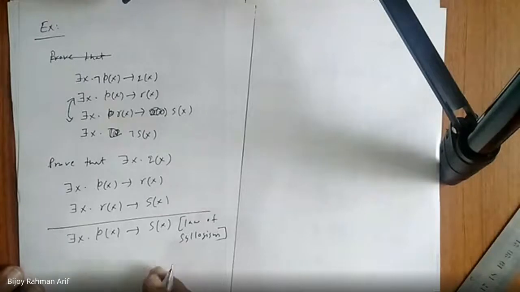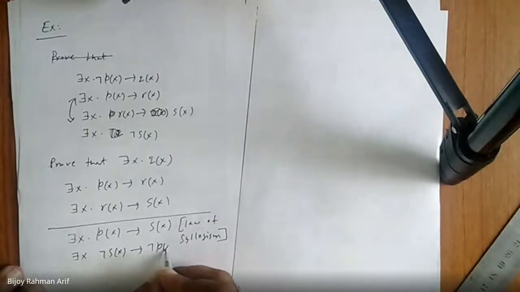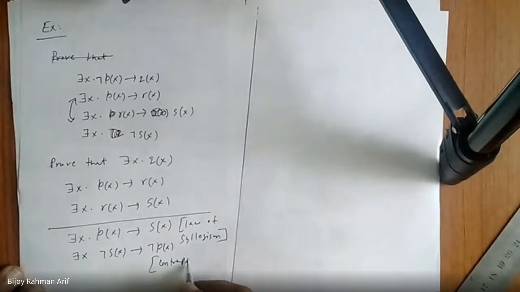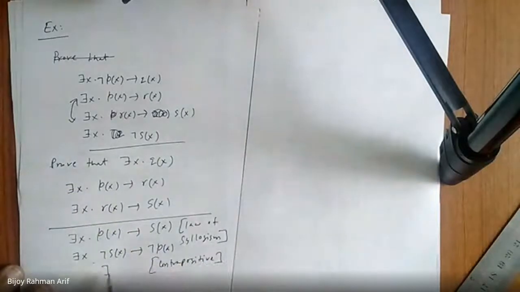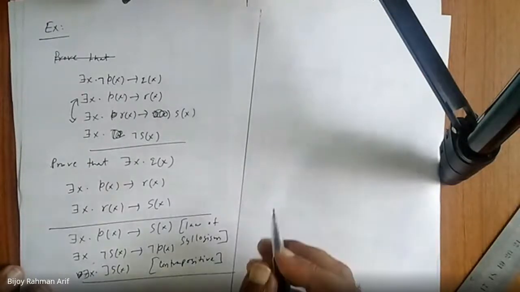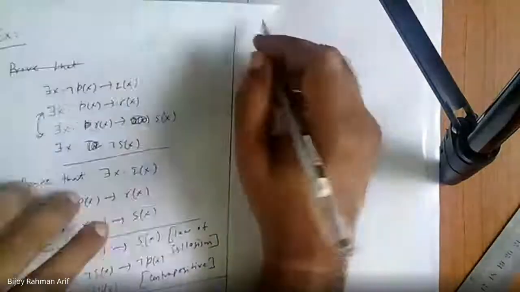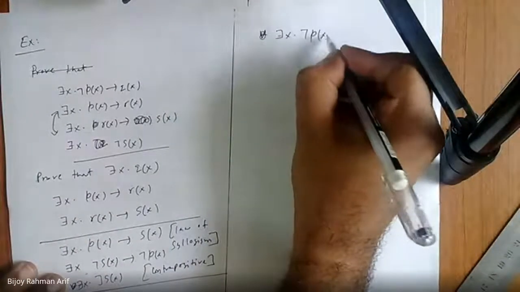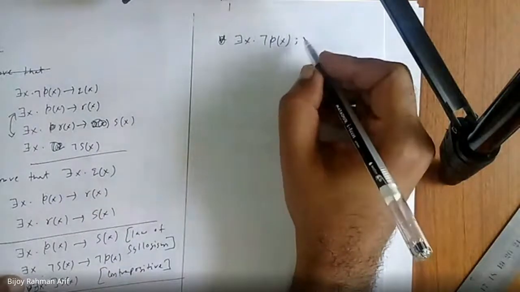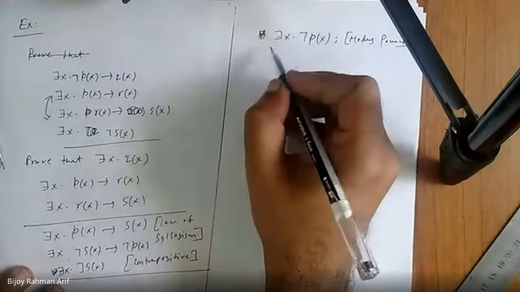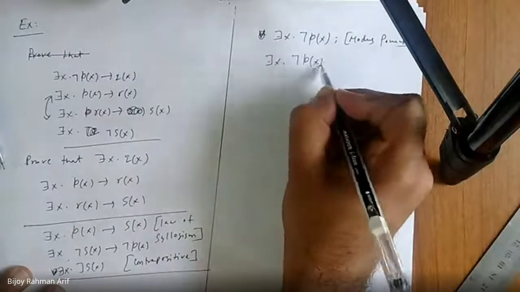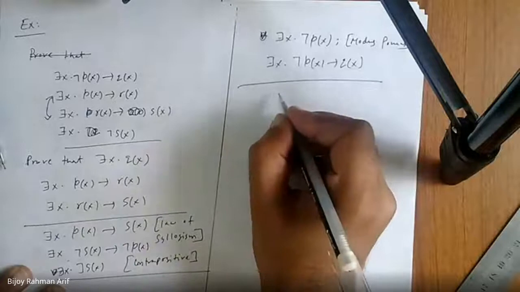Then this one can also be written: some x, not sx implies not px. How? Contrapositive. Now, is some x sx? Some x is not sx. So what can you get? Not px. Using modus ponens. Then finally we get: some x, not px implies qx. So we get some x, qx.